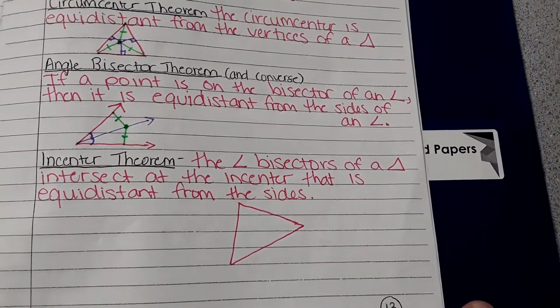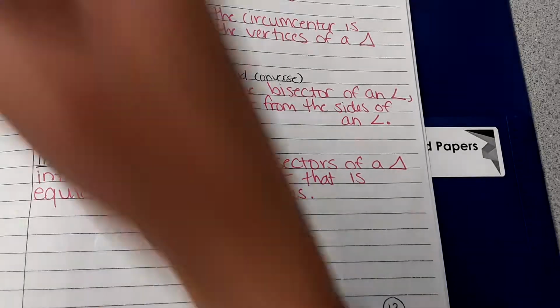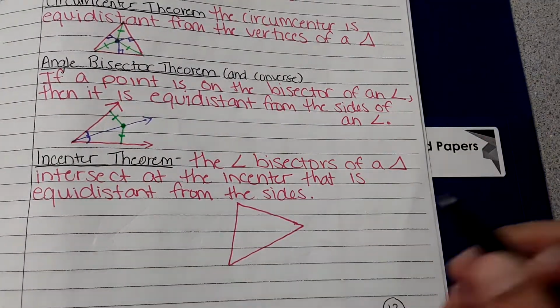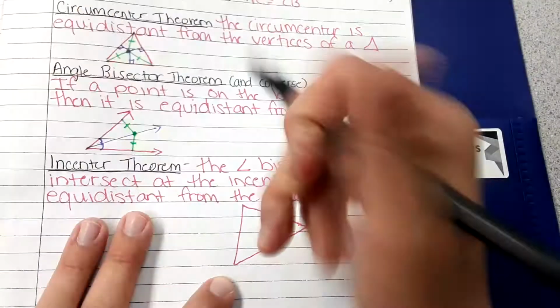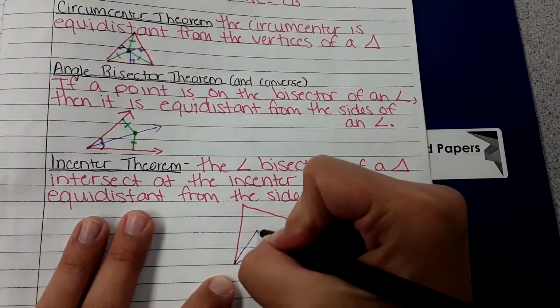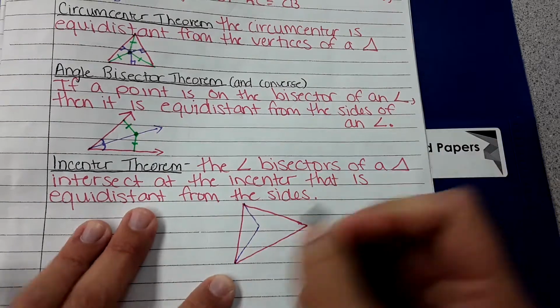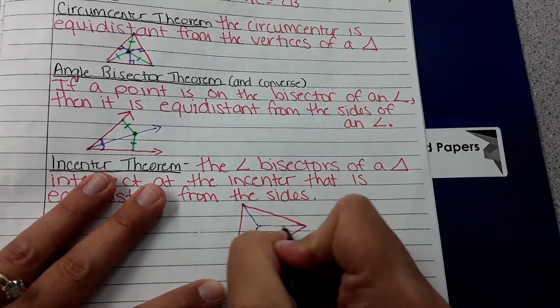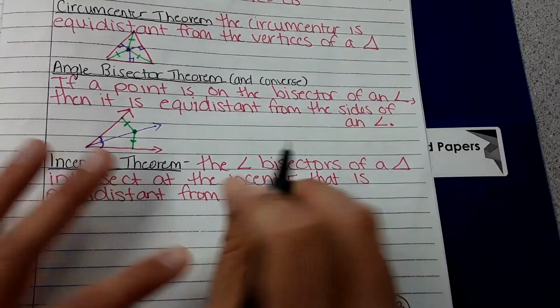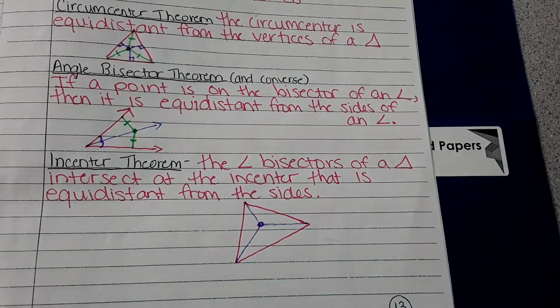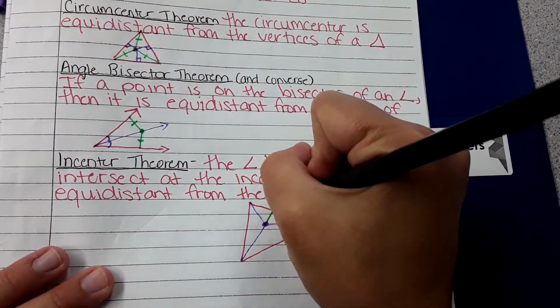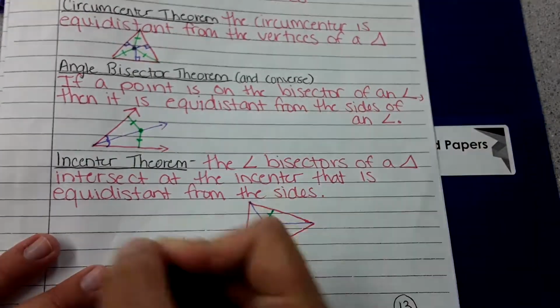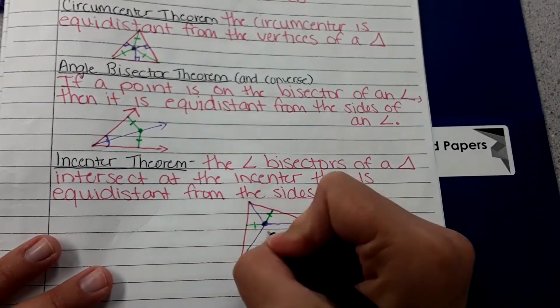And the last one, incenter theorem. This one says that the angle bisectors of a triangle intersect at the incenter. So angle bisector of each angle. So if I were to bisect this angle and this one, this would be the incenter. And then it's saying that that incenter is equidistant to the sides. So from the incenter, if you were to draw a line to the sides, all these lines would be the same measure.